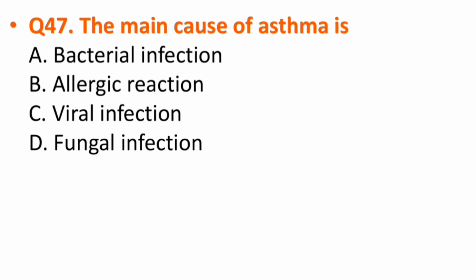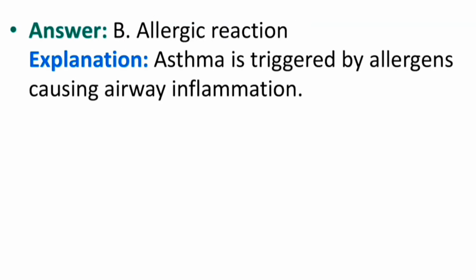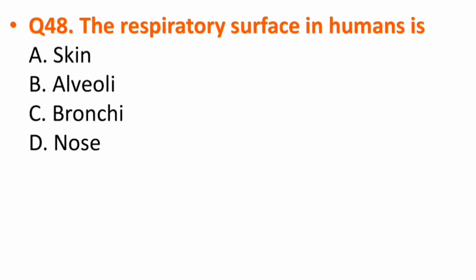The main cause of asthma is option A bacterial infection, option B allergic reaction, option C viral infection, option D fungal infection. The correct answer is option B allergic reaction. Asthma is triggered by allergens causing airway inflammation.